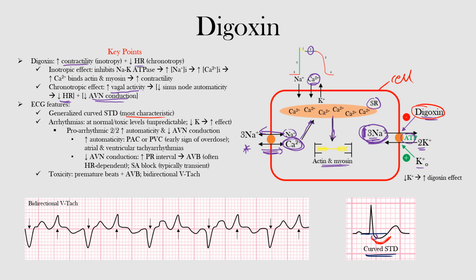You should also be aware that hypokalemia can potentiate the effects of digoxin. Therefore, serum potassium levels are commonly measured whenever digoxin is administered.